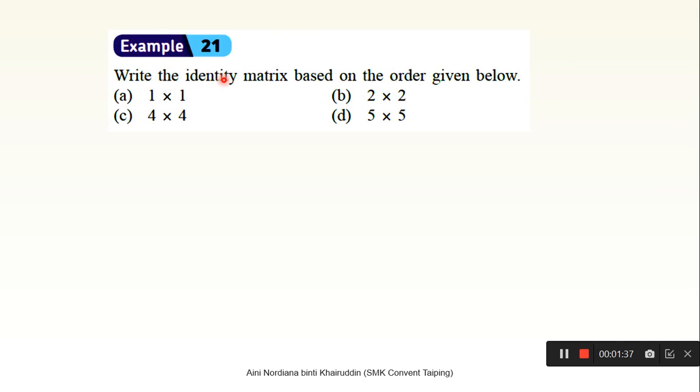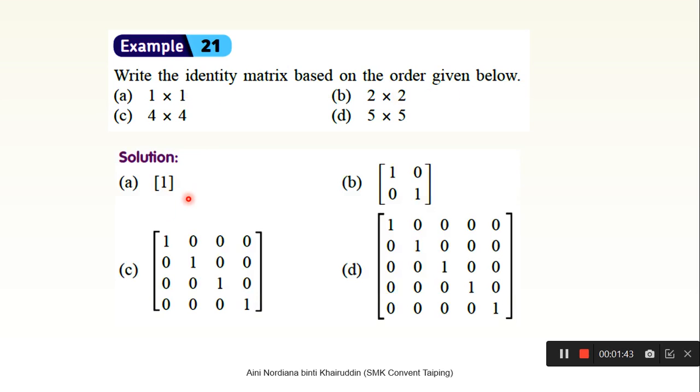Write the identity matrix based on the order given below. So this is the answer. This is the identity matrix for a 1 by 1 matrix. This is for a 2 by 2 matrix. This is for a 3 by 3 matrix. And this is for a 5 by 5 matrix. As you can see, the number one is written in the form of a diagonal.